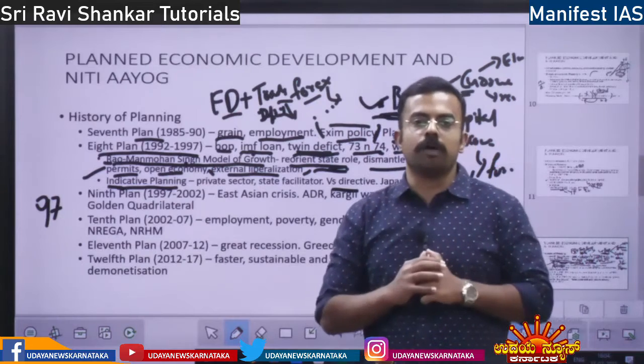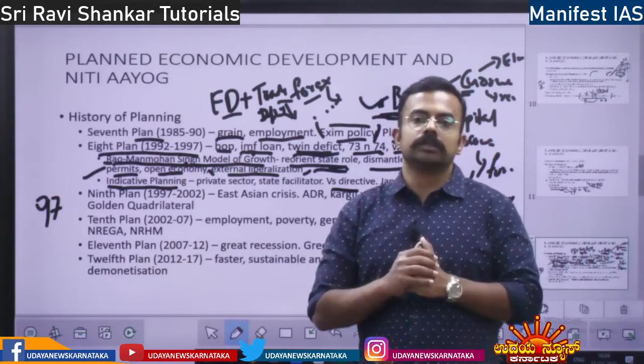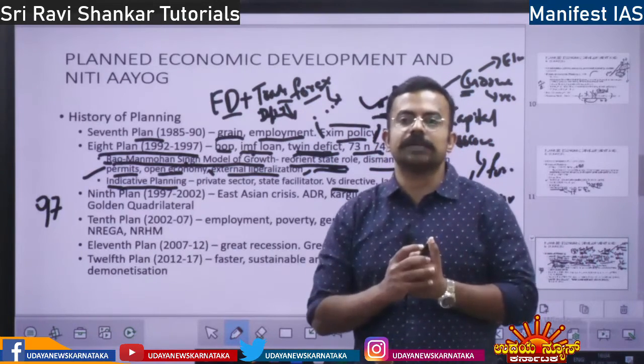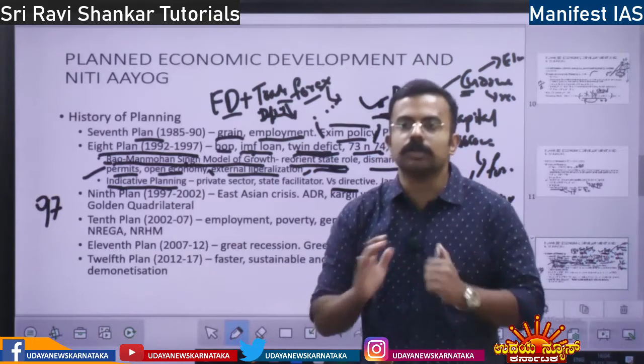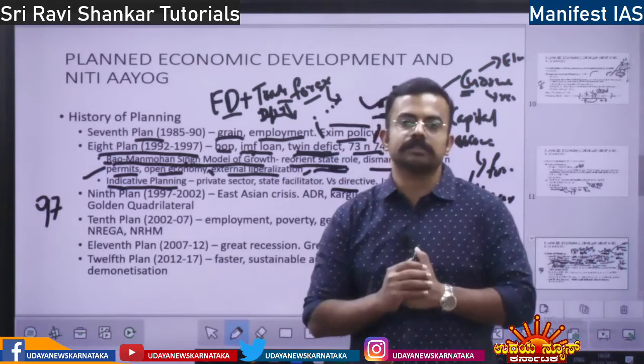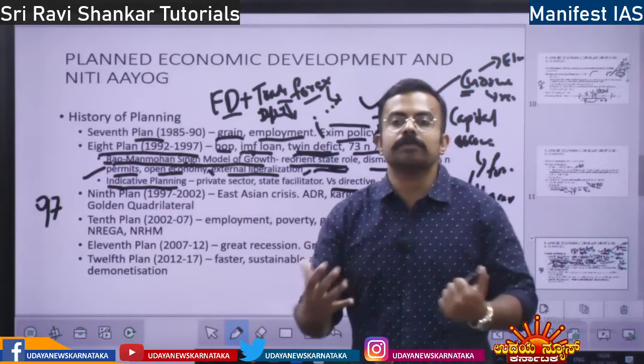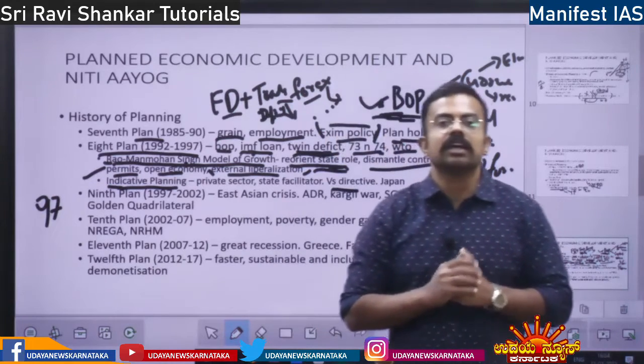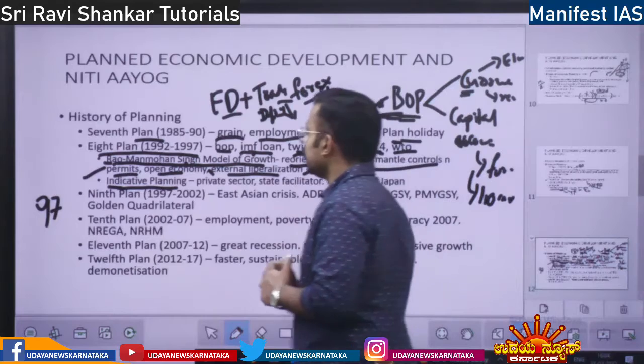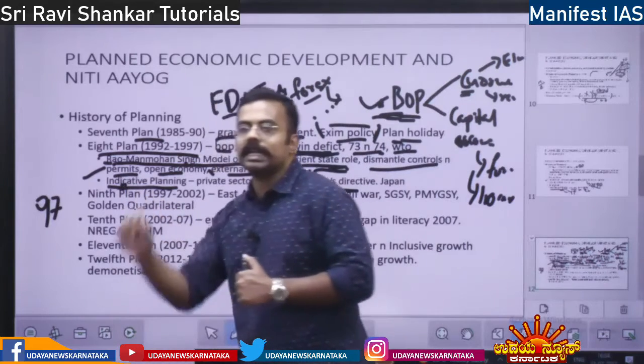Whatever facility you want, I am going to give you. I am going to give you all the necessary permits. You need not even come to my office. I will come to your office. So government becomes a facilitator, right? Government becomes a facilitator. So it is indicative planning.